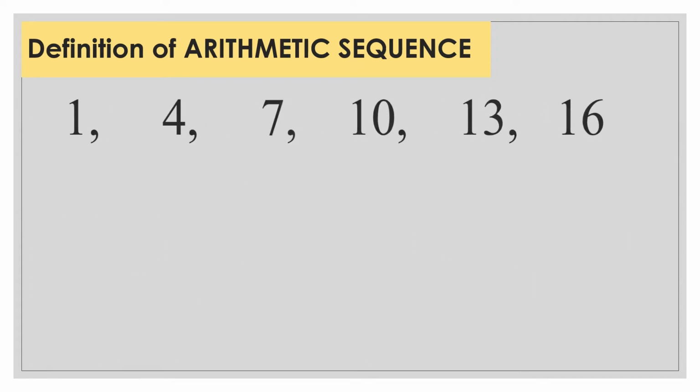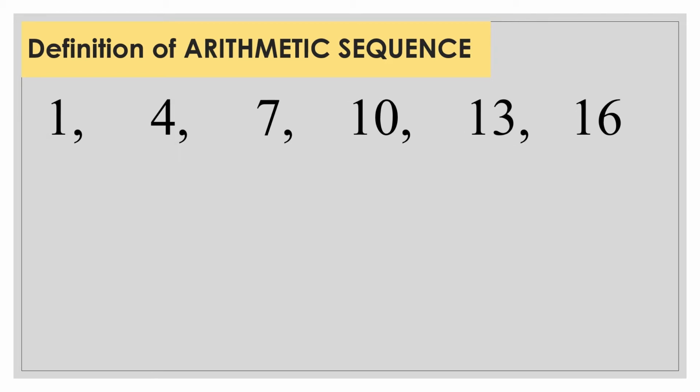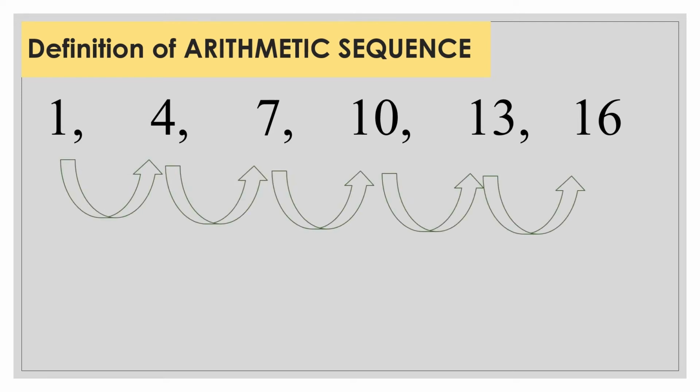Let us go back to the example given to you in Lesson 1. The sequence 1, 4, 7, 10, 13, 16 is an arithmetic sequence, since their common difference is 3.